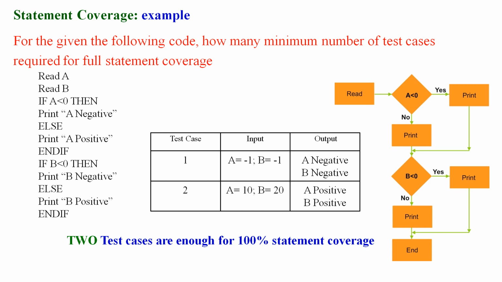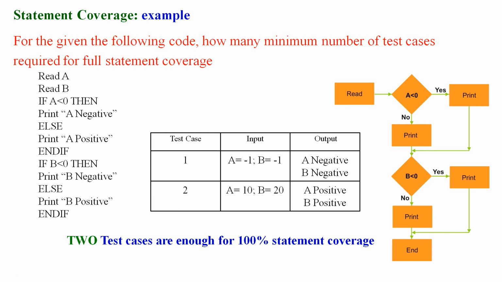And the second set of input, because the other statements should also get executed. For the first set of inputs, A is equal to -1, B is equal to -1, this got executed, this got executed, and this one. But the false condition statements did not get executed.